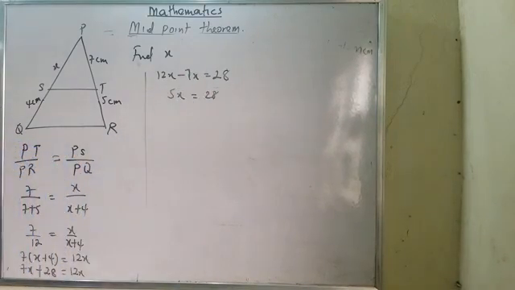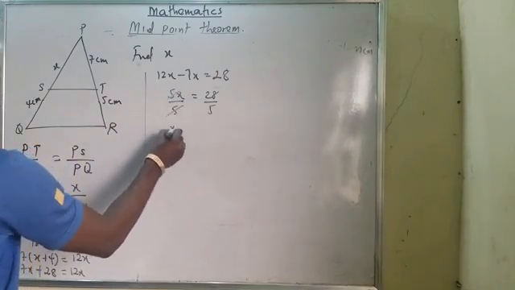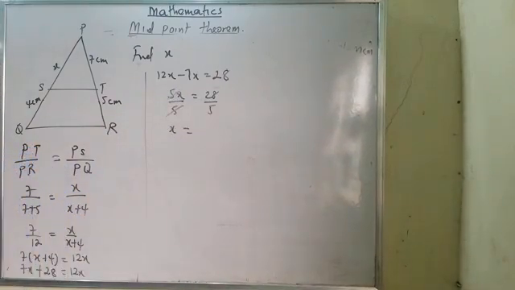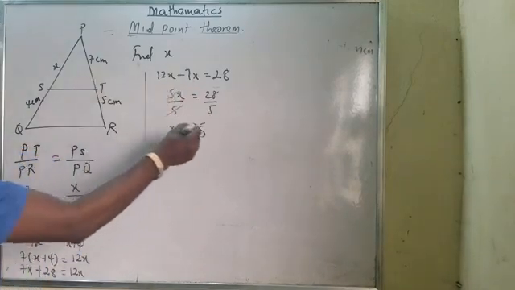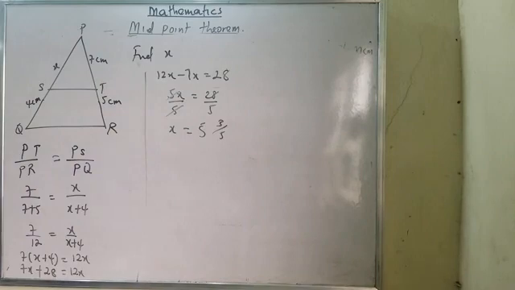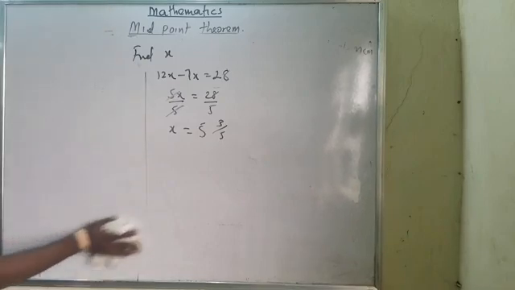And 28, divide both sides by 5, which X will be equal to 5 whole number, remainder 3 all over 5. That is my answer, which is supposed to be 5.6 something. That is all about that. Now, before I leave this part, let me try to show another example, if possible, 1 or 2, if time permits me.